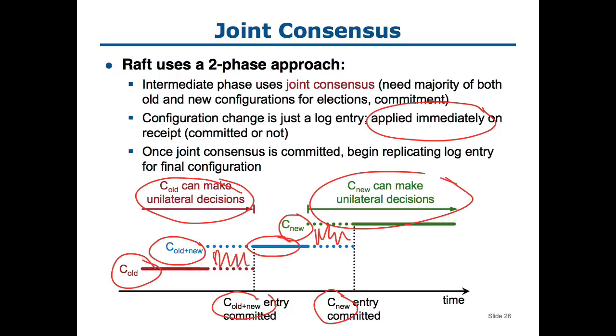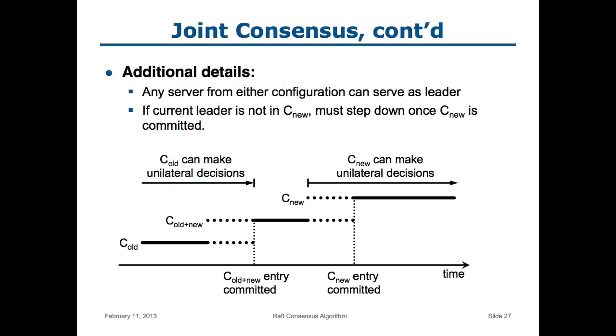By the way, this two-phase nature is fundamental. So any consensus algorithm will have to use two phases of some sort to change configuration. In fact, any sort of distributed agreement requires two phases. If anybody comes to you with a distributed agreement algorithm and they claim it works in a single phase, you should be very skeptical because either they're mistaken or they've discovered something really important and new that none of the rest of us know.